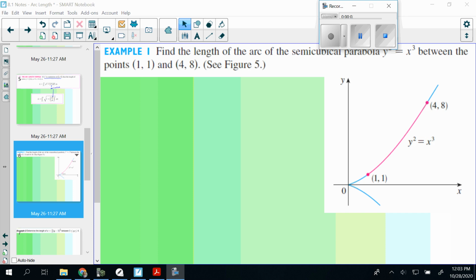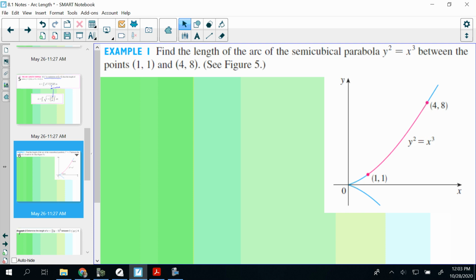All right, let's take a look at an example here. This one wants us to find the arc length of the semi-cubical parabola given by this function between the points (1, 1) and (4, 8). And then there's a picture over here given.